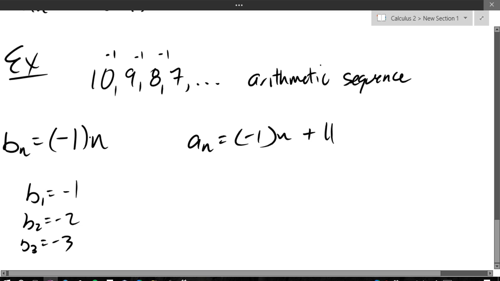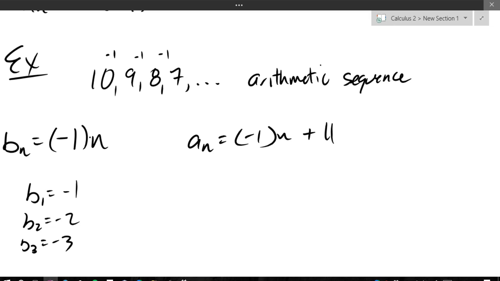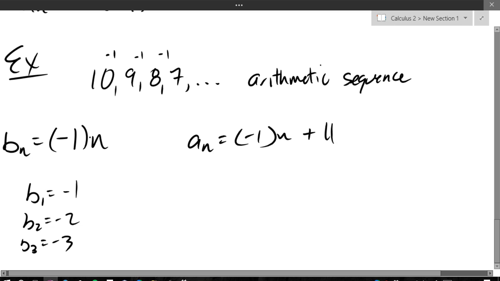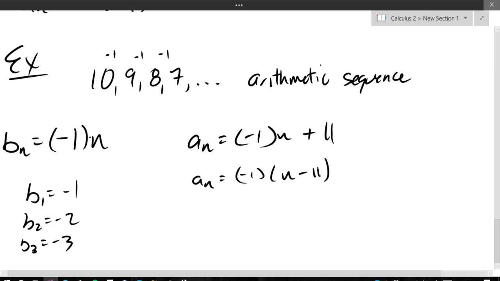So this is a linear function. Negative 1 to the n plus 11. The other way to do it, and you can do it with algebra, is to basically shift it backwards 11. So before we shifted it backwards 2, this one shifts backwards 11. So we got negative 3, negative 2, negative 1. I would have to go back 11 more times to hit 10. So here's the idea of changing your index by bringing it back 11 numbers.